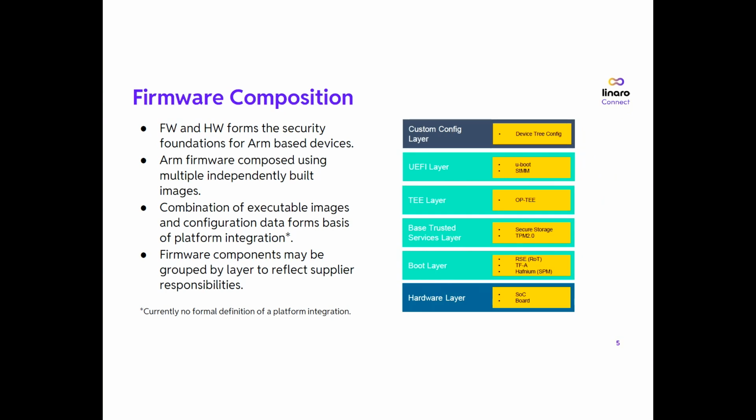So effectively, if we look at today, this is sectionalizing software into layers coming from the different types of suppliers. We have a hardware layer coming from the SoC board, the boot layer. We have the Trusted Firmware-A, Hafnium and RAC layers; the TPM 2.0 and secure storage are just examples of the base trusted services layer. Then of course we have the trusted OS, OP-TEE. Then on top is the UEFI, and then there are certain individual customizations done through the device tree config.